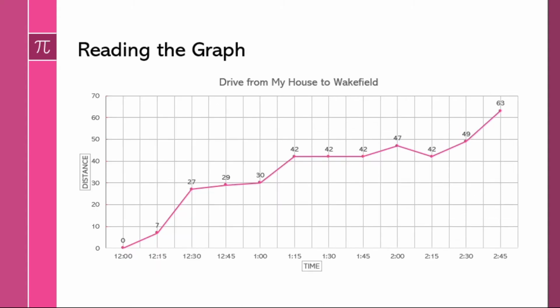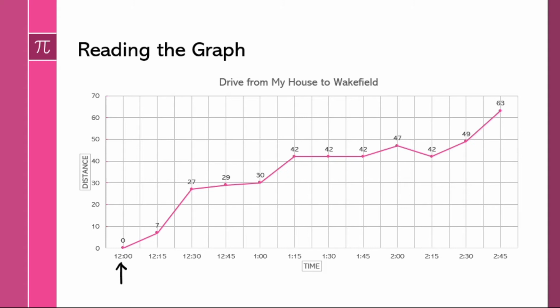Here's a graph I put together, assuming I got in my car and I drove to Wakefield. So I'm starting at noon at my house, so my distance is 0. Now, Wakefield's in Quebec. Maybe I'm going up there to do a hike or some kind of fun outdoor activity. I live in Barrhaven, so what could be happening as I drive?